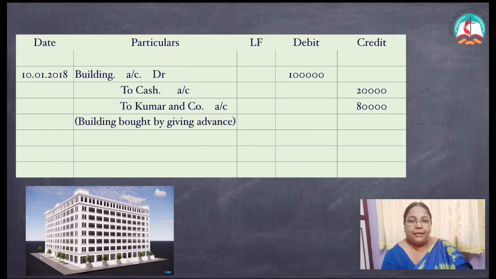1 lakh building, 20,000 cash paid, 80,000 to be paid to Kumar. Is that clear? If you are able to classify the accounts and apply the rule, you can just like that do your journal entry. Okay, children?